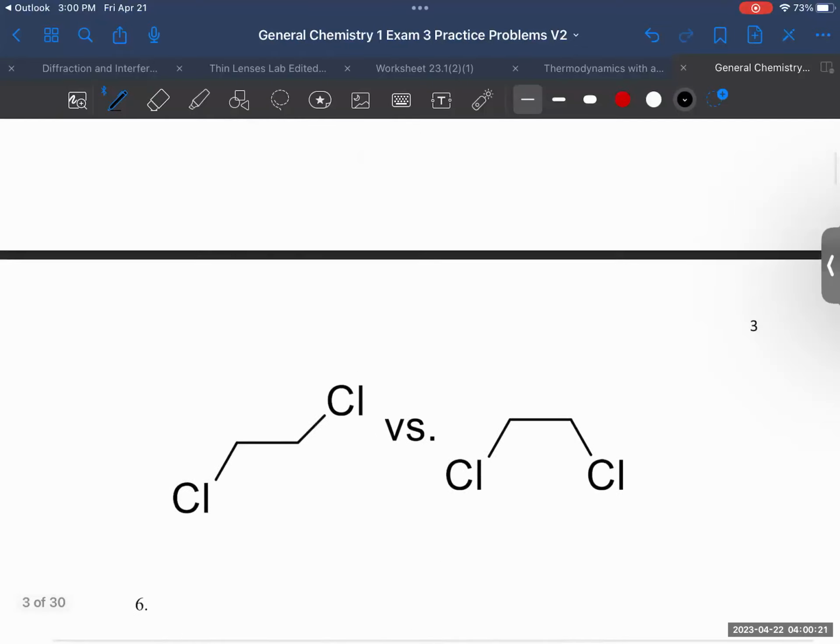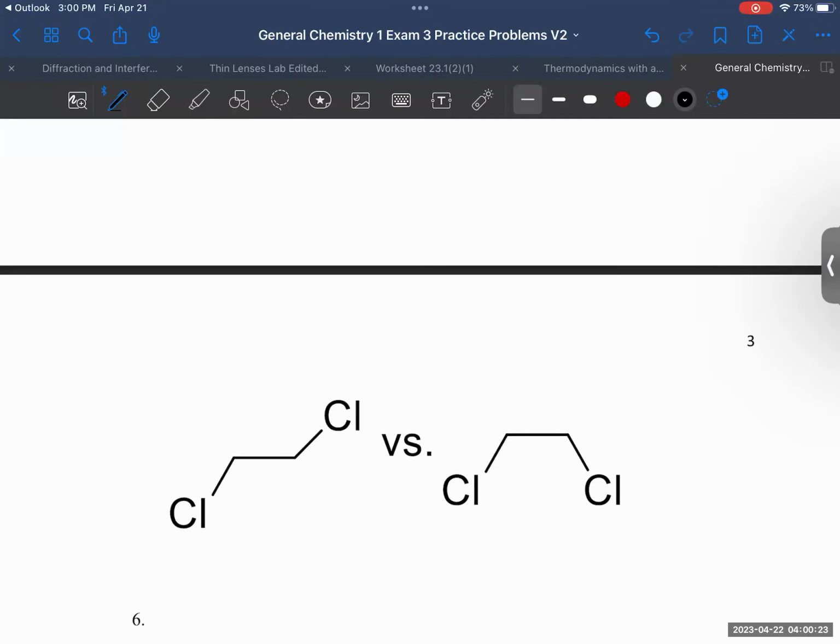Which of the two compounds below will be more polar? They are the same. Why are they the same? There's a single bond. Single bonds can rotate.